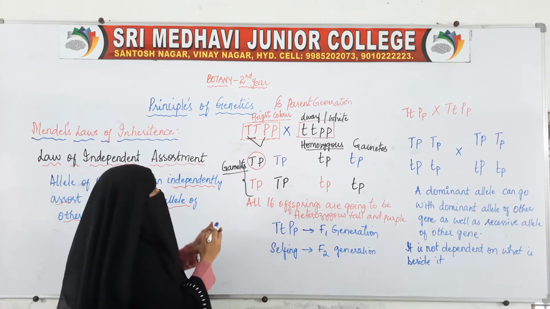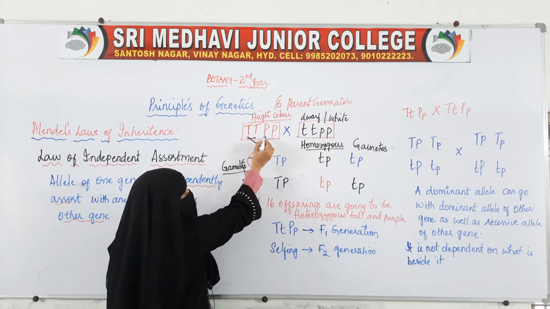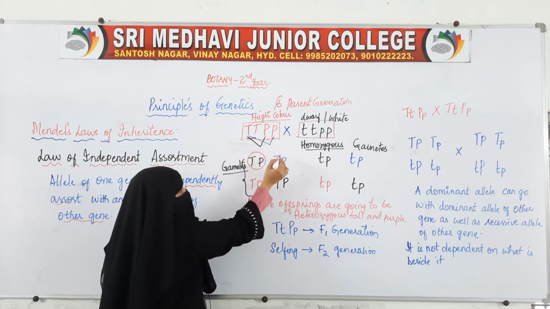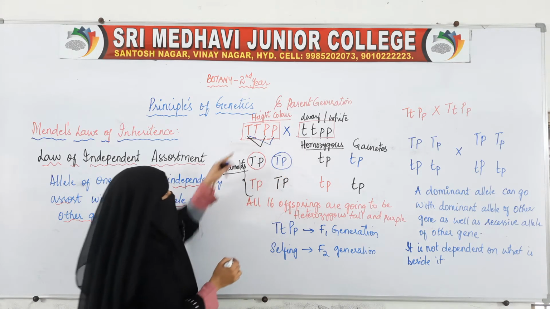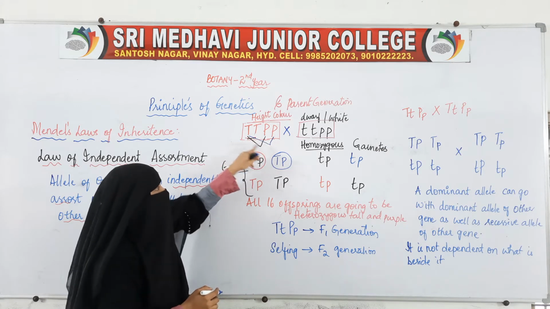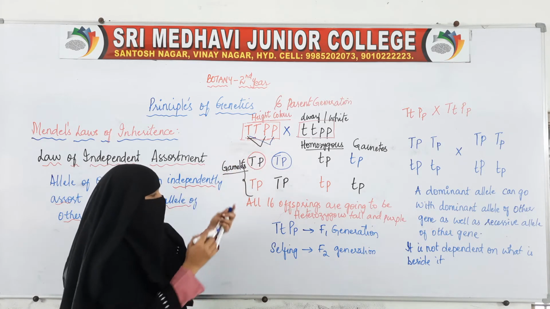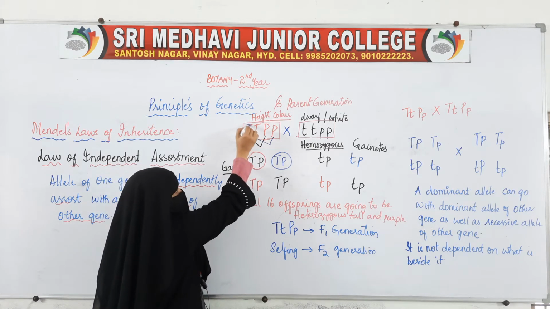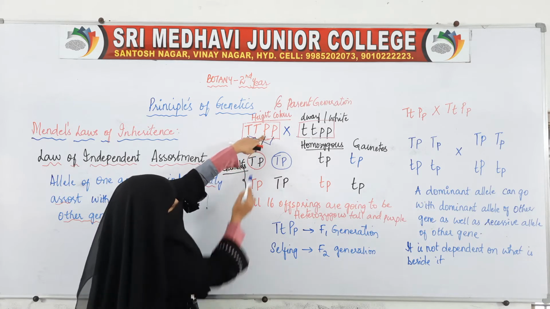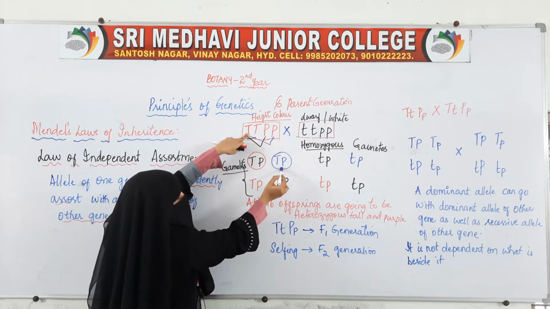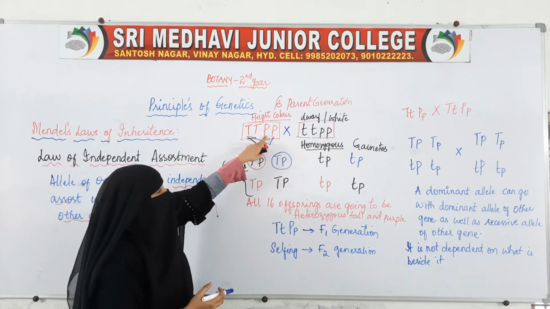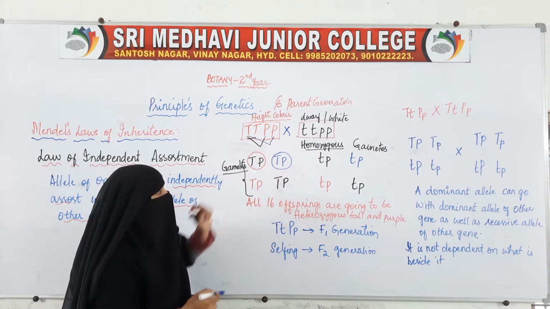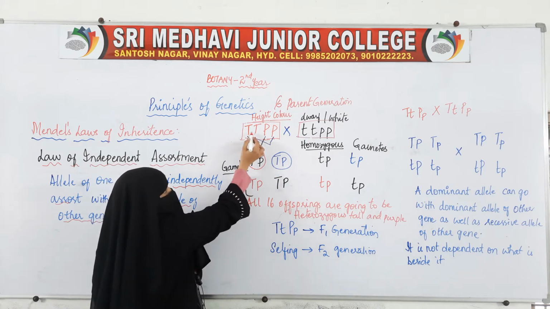Now coming to another. This can also assort with this and this can also assort with this. P and P, we get this gamete, that is capital T, capital P again. This T has assorted itself with this also, and this has grouped with this also. So this is one, that is two gametes. Now coming to another, beside this is also there.